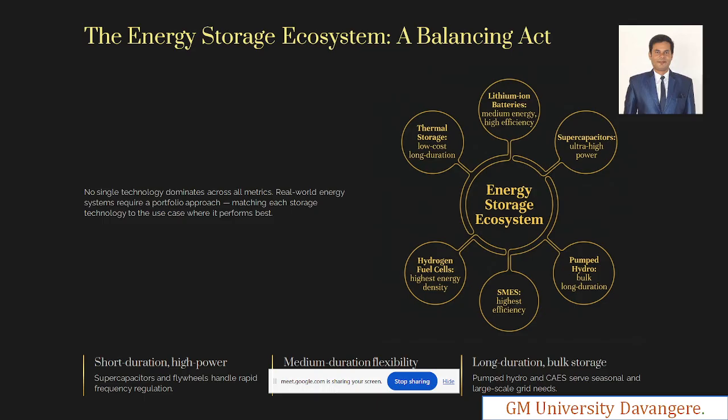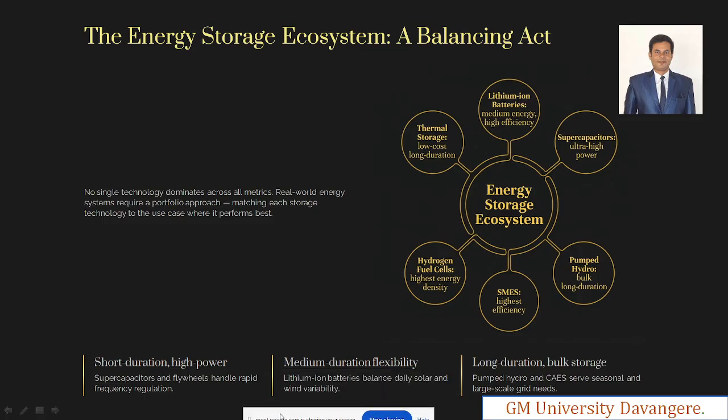All right. So as I told, for short durations with high power density, you have to compromise with the other two parameters, especially the efficiency and the energy densities, right? For that, we go for supercapacitors and flywheels, where we can have rapid frequency regulation. You can completely discharge in a short duration, and quickly charge in a very short span of time, right?